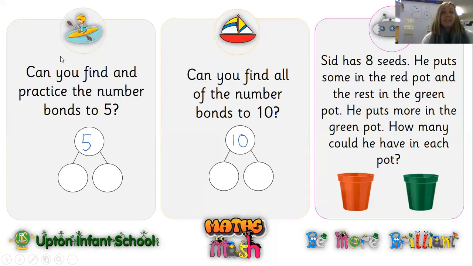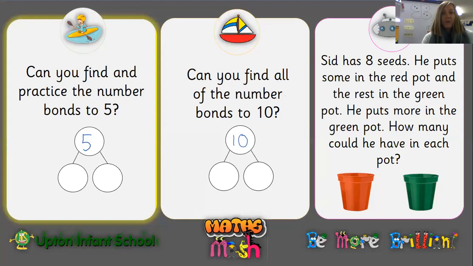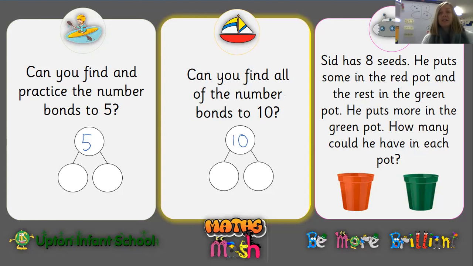Now, you might like to pick the paddle challenge, you might like to pick the sailing challenge, and you might like a little trickier one where you're going to be in the submarine challenge. And I would say that most of the children would be aiming for the middle challenge, which is the sailing boat one. Now, if you want a slightly easier challenge, you could have a look at your number bonds to 5. So can you find and practice the number bonds to 5? If you want a slightly more challenging challenge, then you can have a look at finding all of the number bonds to 10.